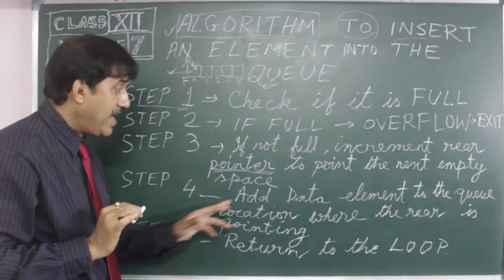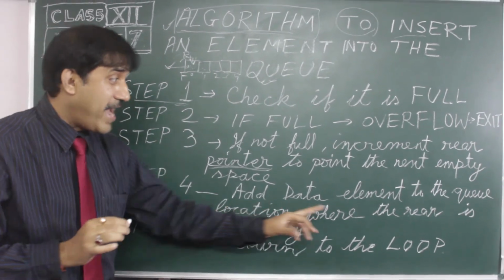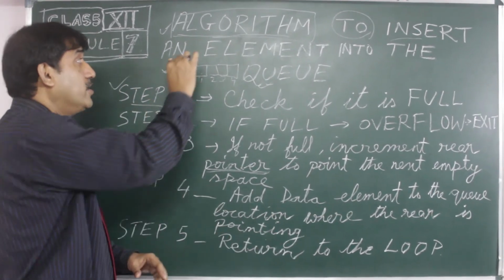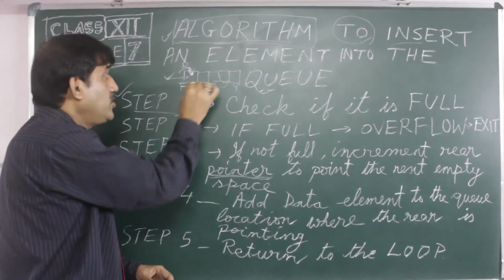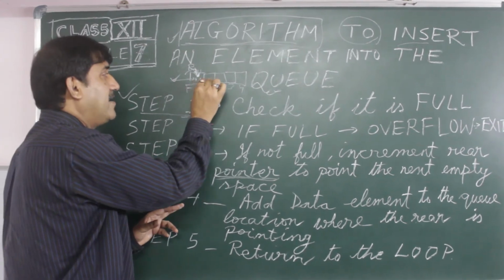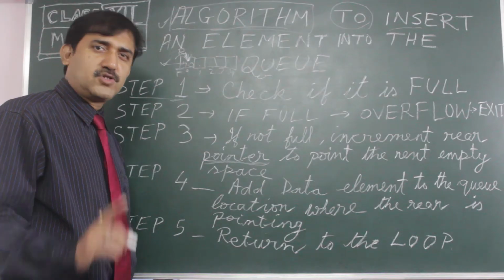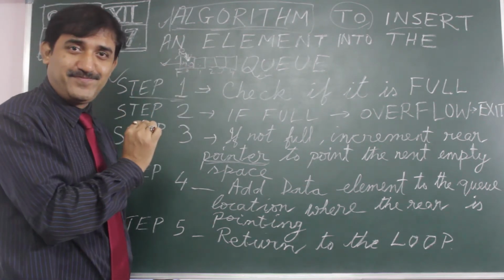Step number 4, add the data element to the queue. You add it to the location where the rear is pointing. The rear is pointing here in the first position, the 0th position, so the data will also be added to that position. Suppose I write 10. So 10 will be added there. So you find that 10 is added.